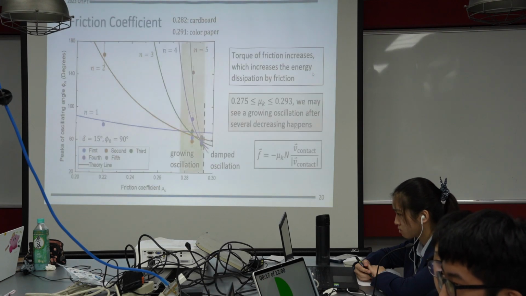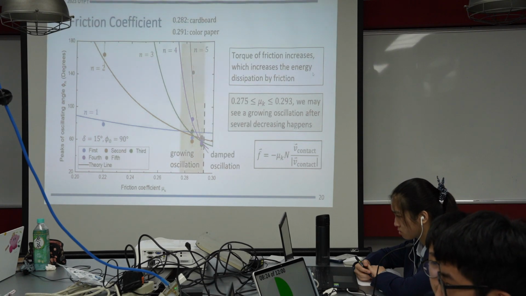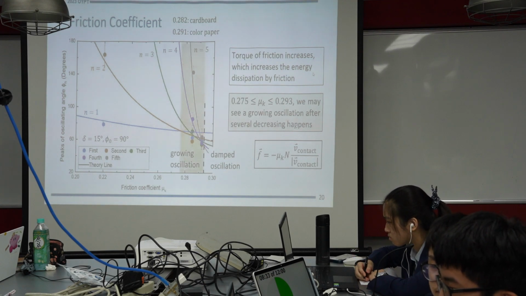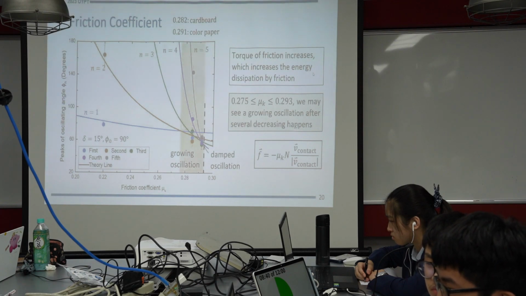The third parameter is the friction coefficient, for which we change 3 kinds of material in this part. When the friction coefficient increases, the torque of friction increases, which increases the energy dissipation from friction. So the growth and also the oscillating angle decrease. And there's also a boundary condition in this part, which is a black line. Then interestingly, we find out that there's a yellow region in this part between 0.275 and 0.293. In this region, we may see a growing oscillation after several decreases happen.